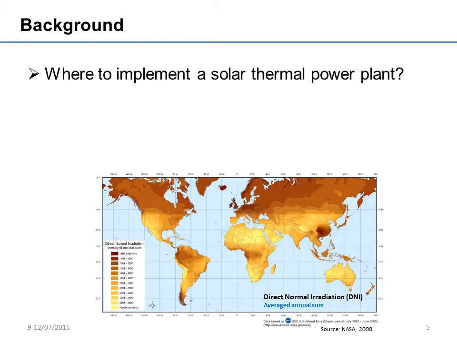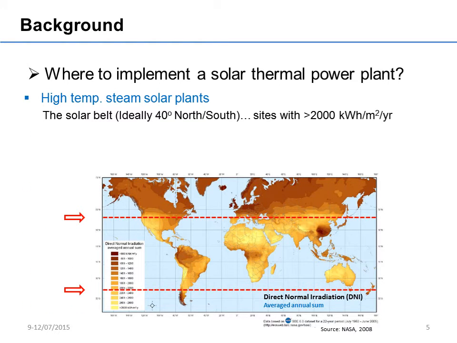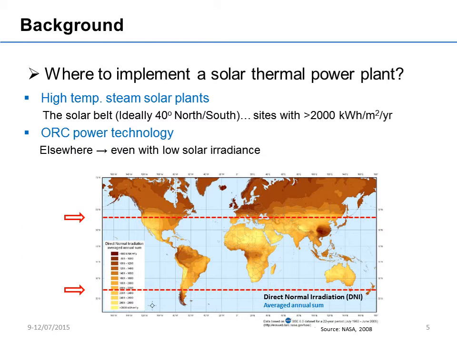However, the geographic location plays a main role in what kind of solar system can be implemented. For high temperature solar plants, the solar belt between 40 degrees north and south is ideally preferred. Outside this belt, there is less potential for using conventional high temperature solar plants due to low temperature limitation and the large collector area required. Organic Rankine cycle technology can be used even in places with relatively low solar radiance due to its characteristic of efficiently recovering low-grade sources.